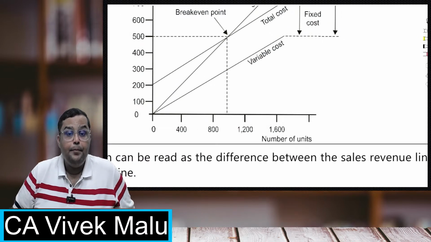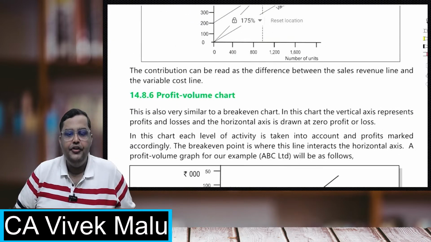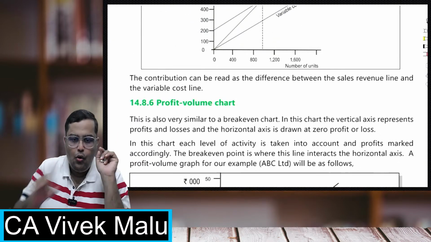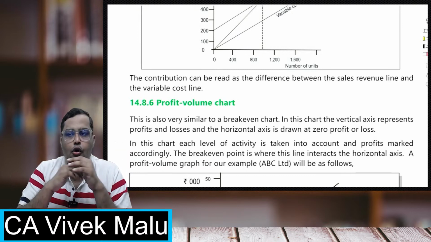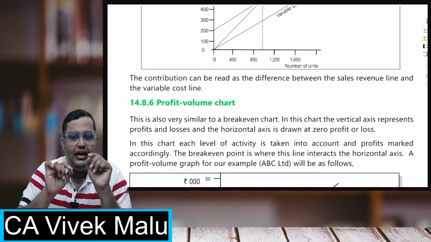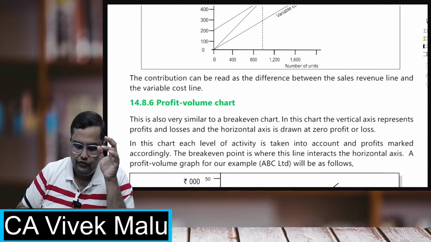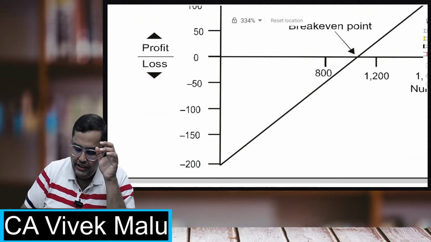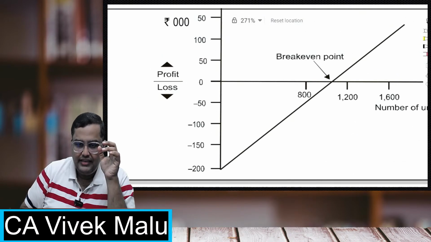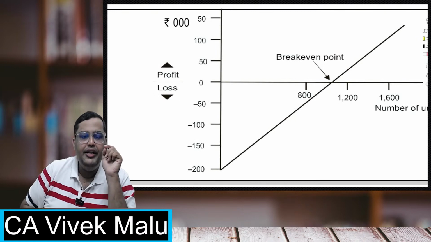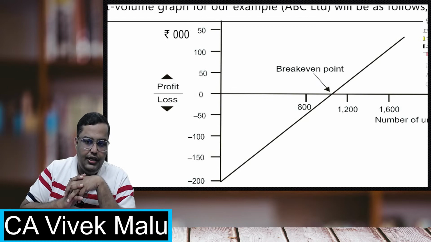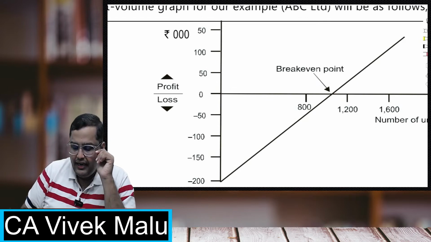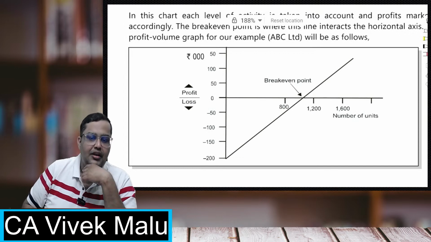The third is the profit volume chart. A profit volume chart will have only two lines: volume and profit. It's quantity and profit. At zero quantity, the starting point is always the fixed cost loss. See this. At zero quantity, you are always at a loss. My start point is negative 200, which is my loss, which is my fixed cost actually. And wherever you touch this line of the number of units is the break-even point.